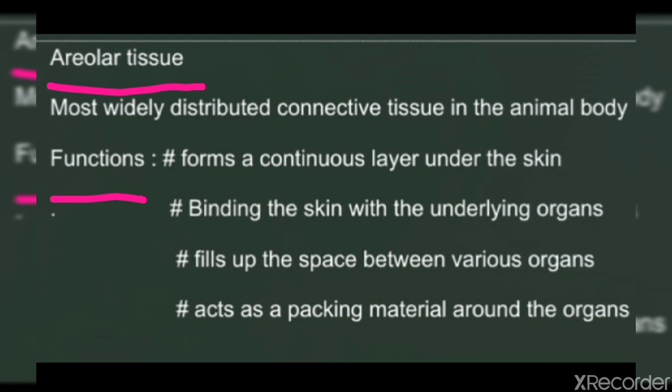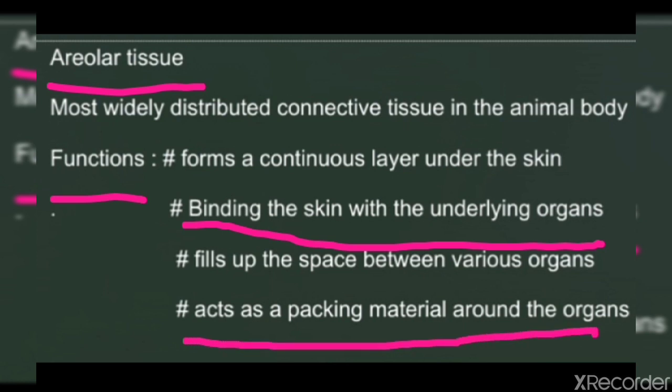Second function is binding the skin with the underlying organs. It binds the skin with underlying organs. Third one is that if there is a space between various organs, this tissue fills that space. And the fourth one is that it acts as a packing material around the organs. If it fills that space, then it acts like a packing material around the organs.